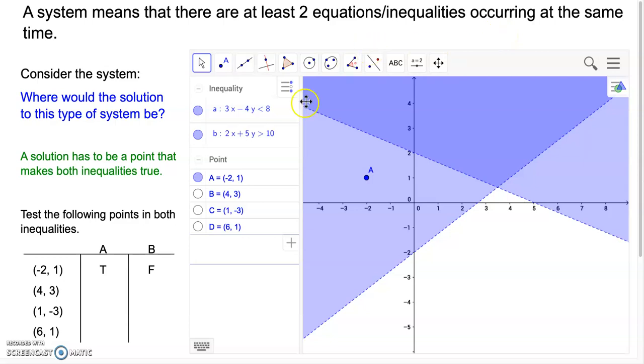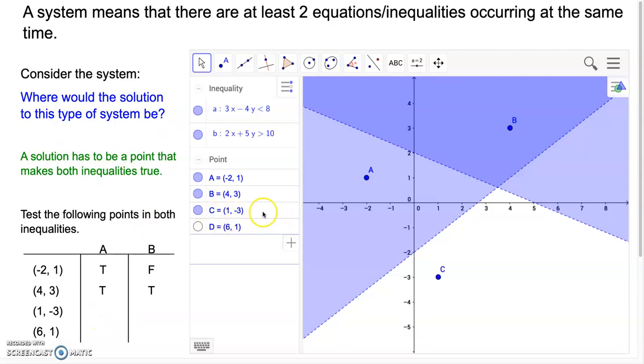Okay, so now that you've done that, let's go back through. Where is (4, 3) located? So (4, 3). Notice we get a true statement for inequality A and a true statement for inequality B. So this point (4, 3) makes both inequalities true. That would mean that (4, 3) is a solution to the system.